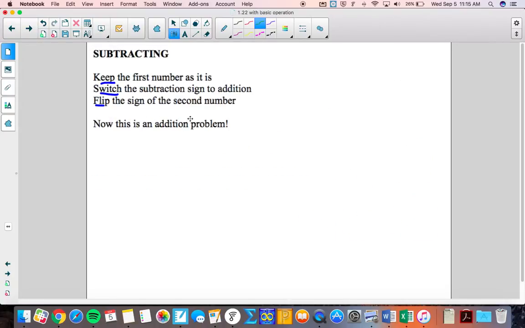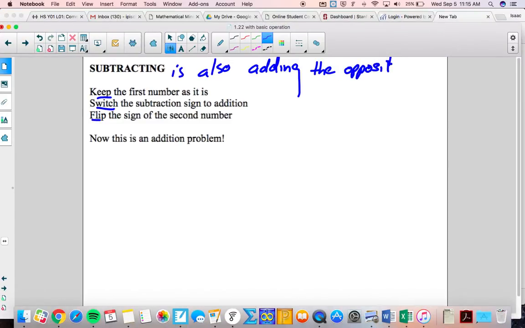Subtraction. So there's addition. Hopefully that made sense. You can refer back to the slide if you ever need to, or your notes. Subtracting, we want to turn into addition. It's the same as adding the opposite. Subtracting is also adding the opposite. If you've heard of the phrase chop chop or chop slash, that's also the same as adding the opposite. It's just a different way of going about it.